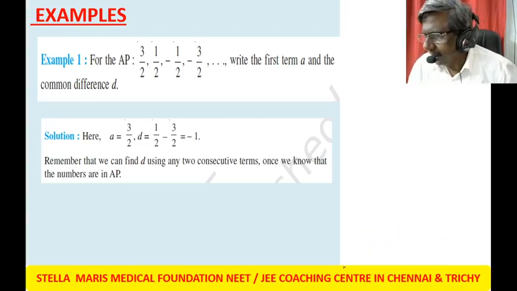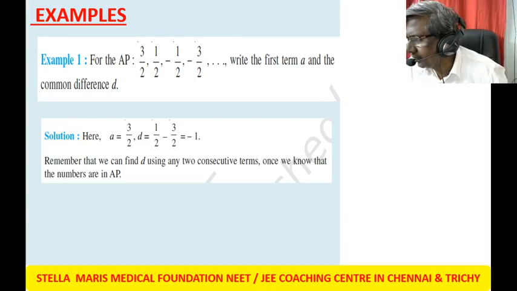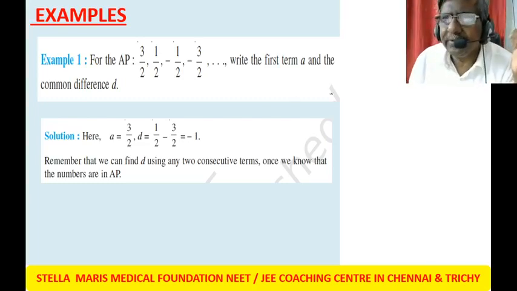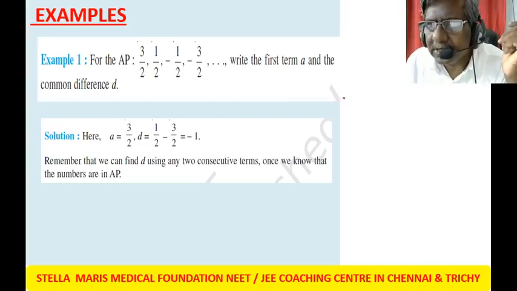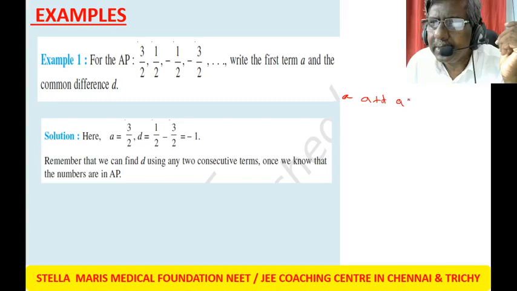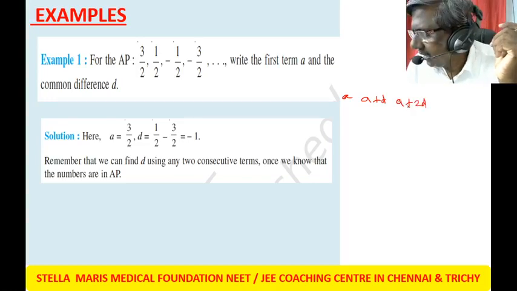So what definitions can we give? The form of that AP will be like this. We call A the first term. The second term will be A plus D. The third term will be A plus 2D.